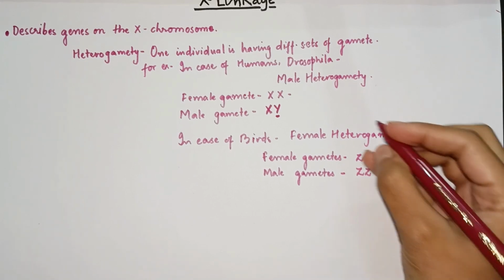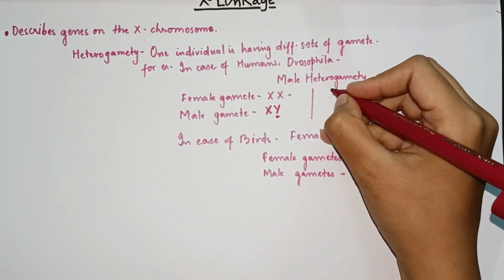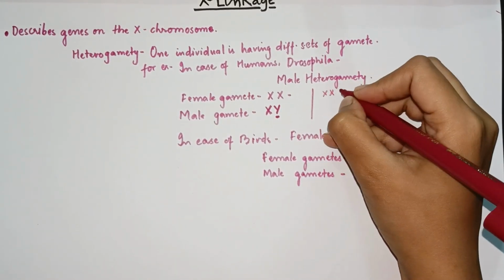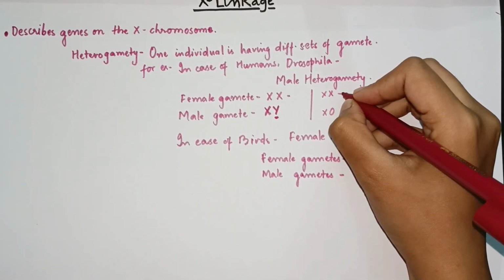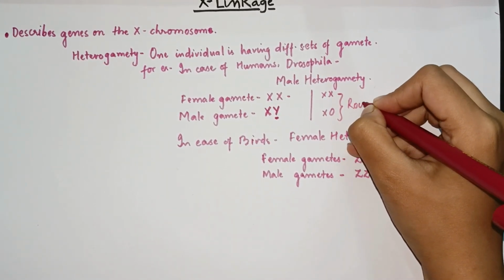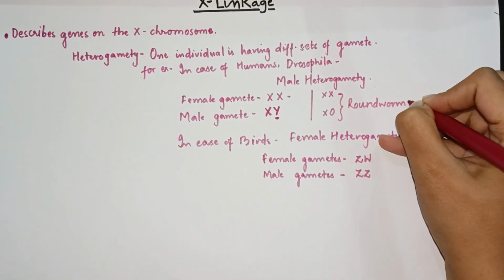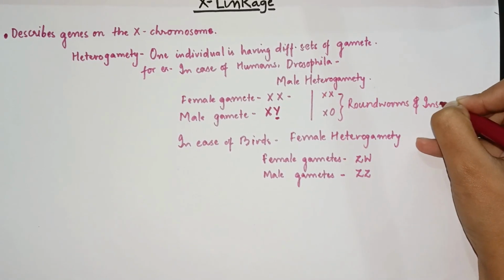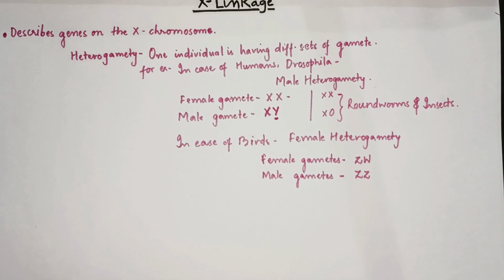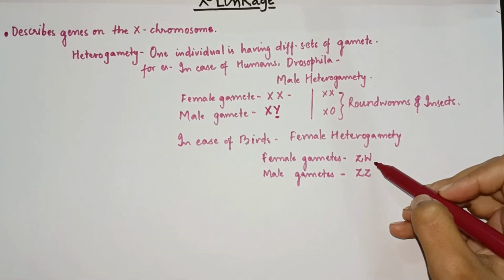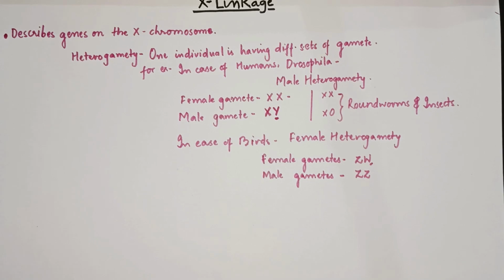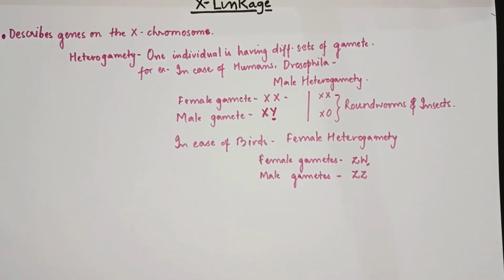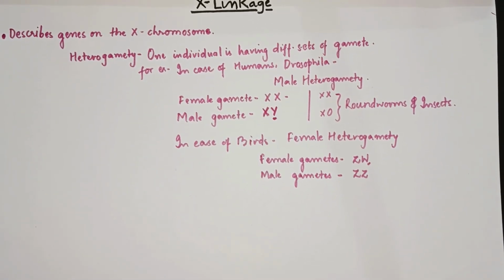In roundworms and insects, the female would be XX and the male would be X0. They are also heterogametic. So here, the male is responsible for determining the gender of the progeny, but in humans and Drosophila, the male is responsible for determining the gender of the progeny.